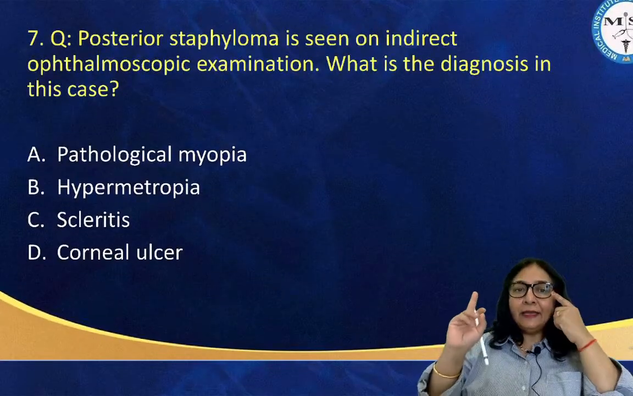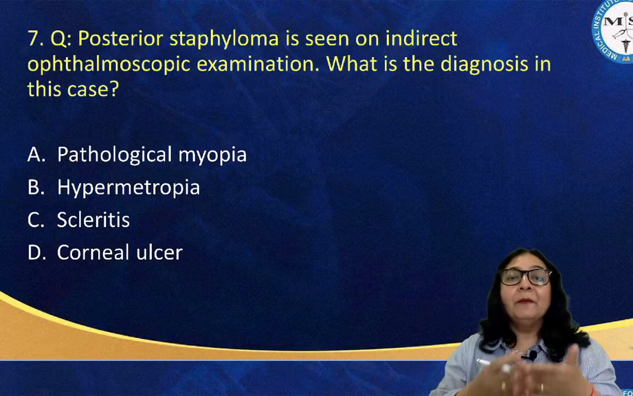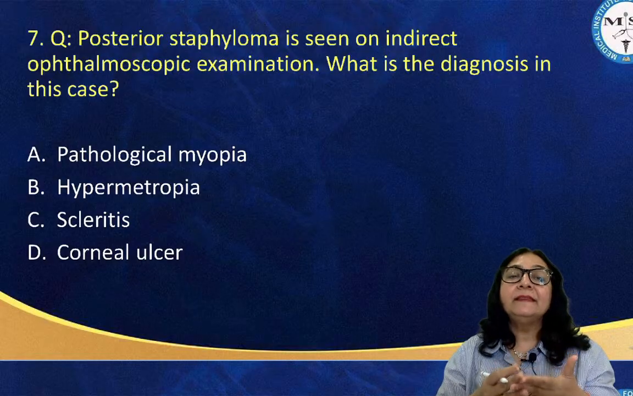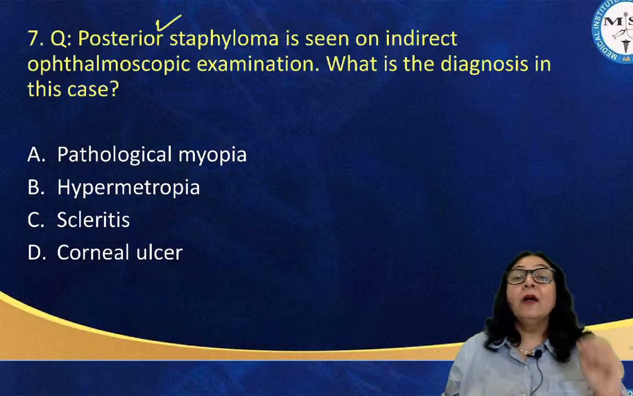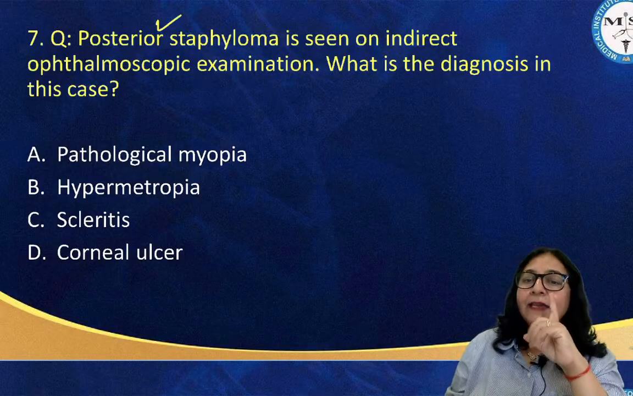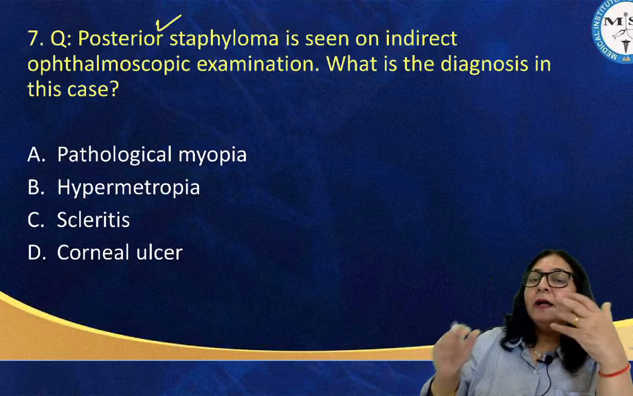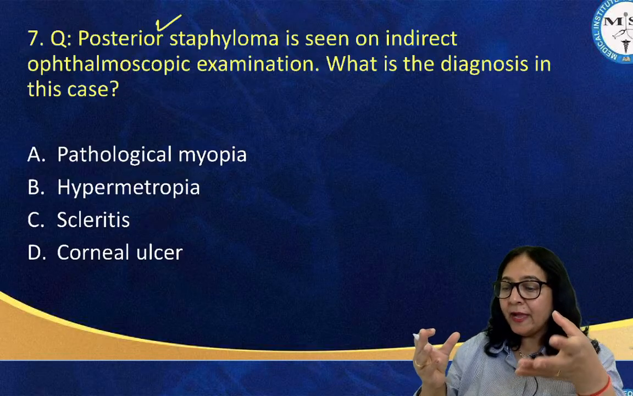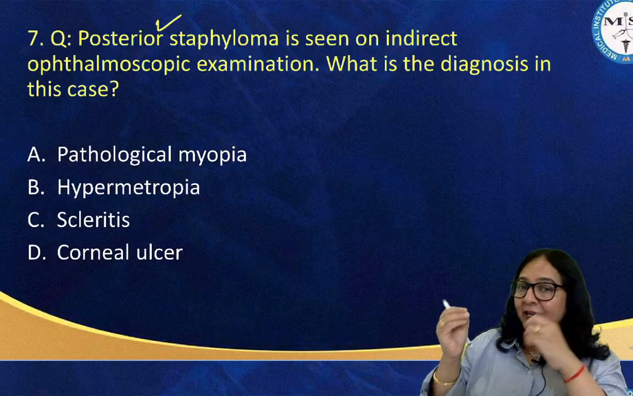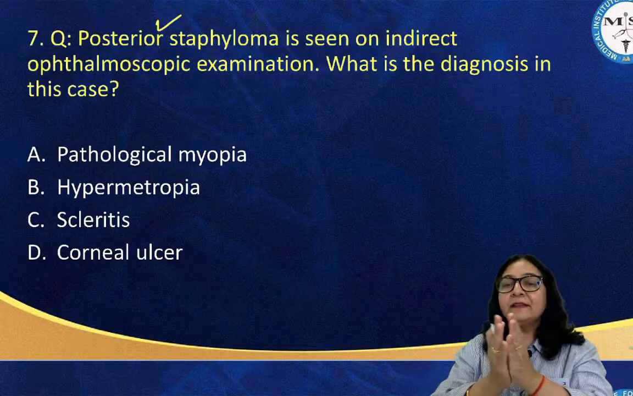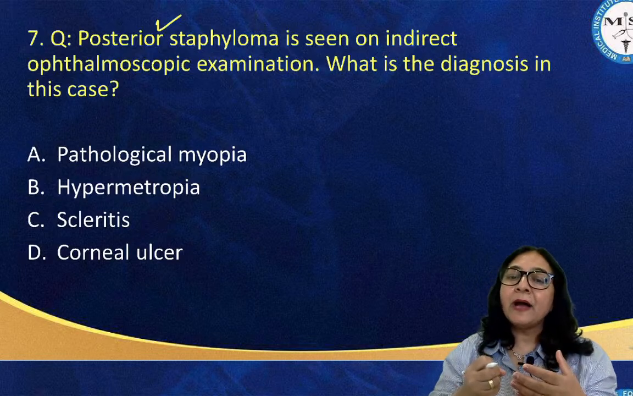So the next question was again something like this. This was also related to myopia in a way. Posterior staphyloma is seen on direct ophthalmoscopic examination of a patient. What is the diagnosis in this case? Again, we have discussed, we know pathological myopia is the type of high myopia in which there are degenerative changes occurring in the retina and choroid. Posterior staphyloma is the type of bulging of the posterior part of the eyeball.